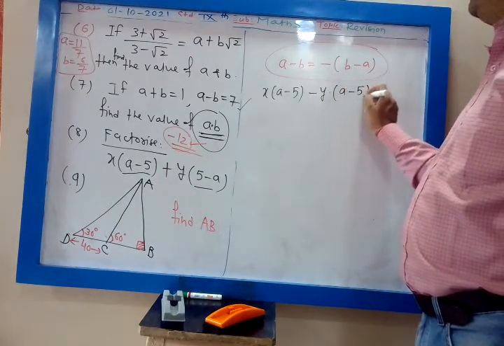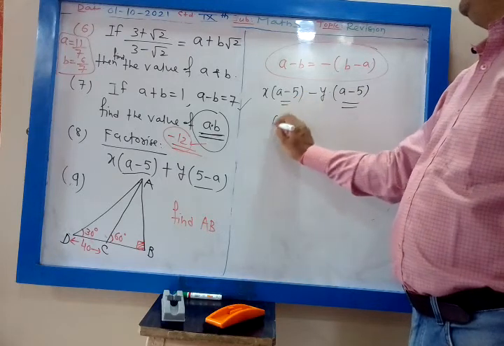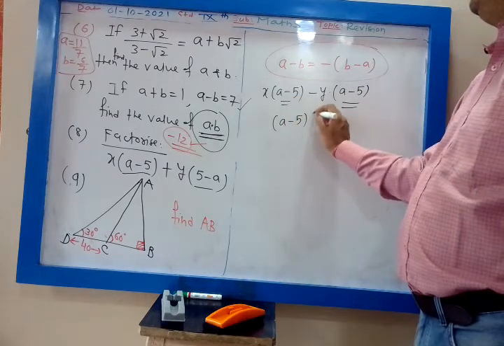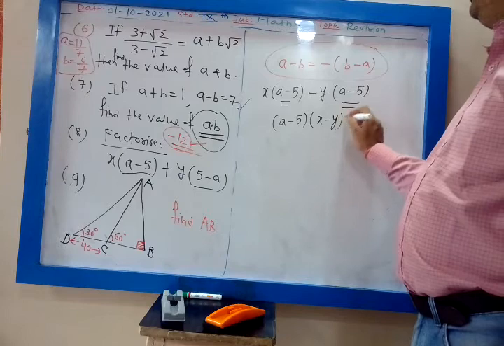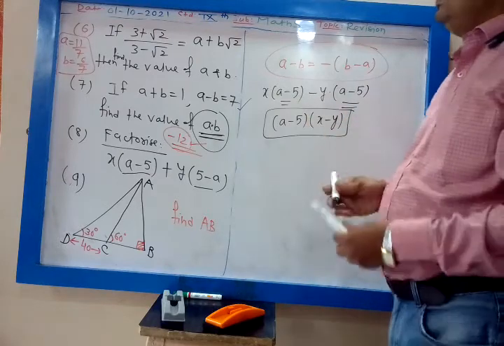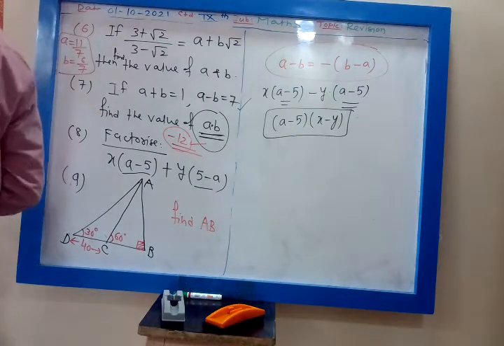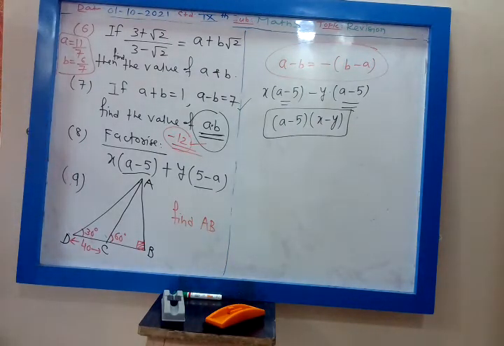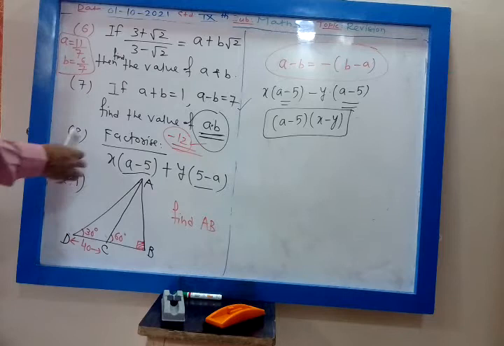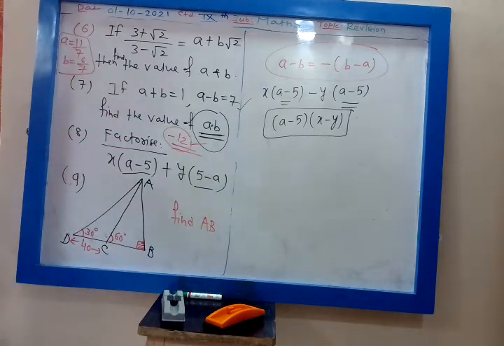Now A minus 5 is common. You can take A minus 5 common. Then what is left? X minus 5. A minus 5 into x minus 5. Clear? Or you can open the bracket and simplify. It does not matter.